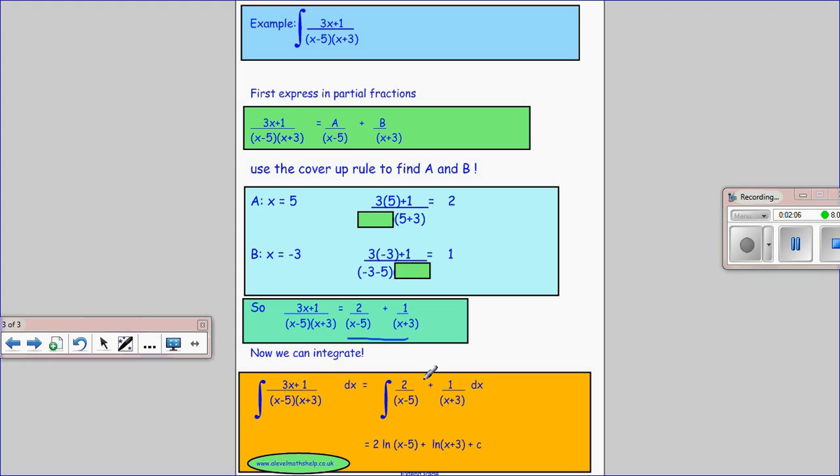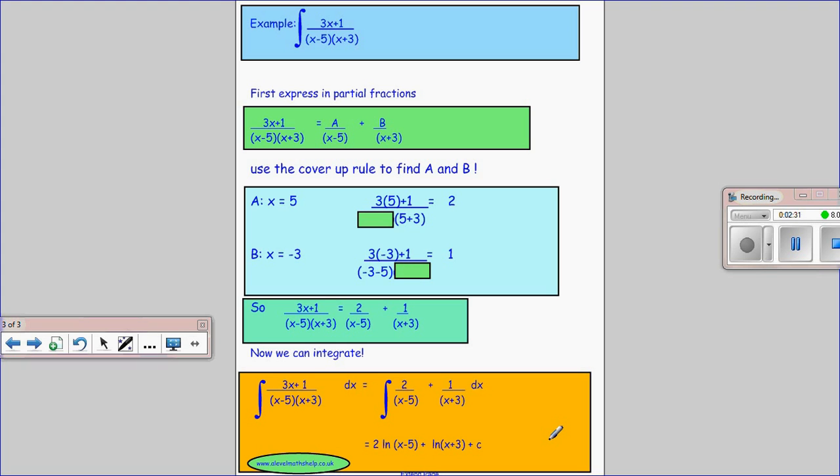So I put my integration signs in. And when I integrate 2 over x minus 5, I get 2 ln(x minus 5). And I don't need any further adjustments to this because I've just got a single x in here. If I had 2x here, then I would obviously have to divide by that 2, but I haven't. Okay, and here 1 over x plus 3 just becomes ln(x plus 3), and then plus c.